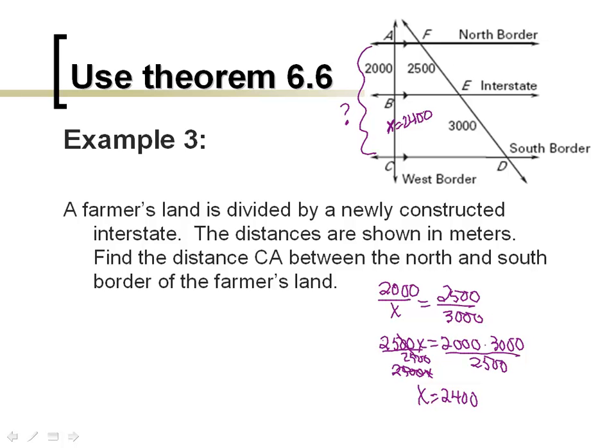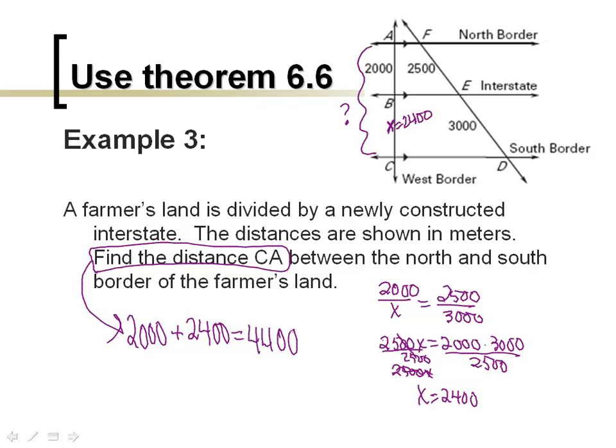The question, though, says find the distance CA. So my distance CA from the north border to the south border is 2,000 plus 2,400. So 2,000 plus 2,400 is 4,400, and that's CA, the distance from the top border to the bottom border.